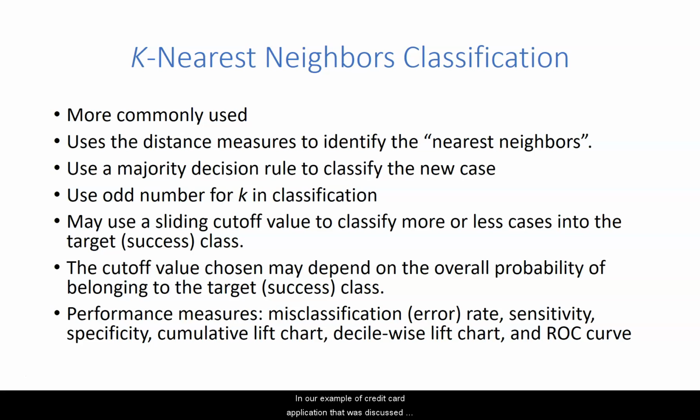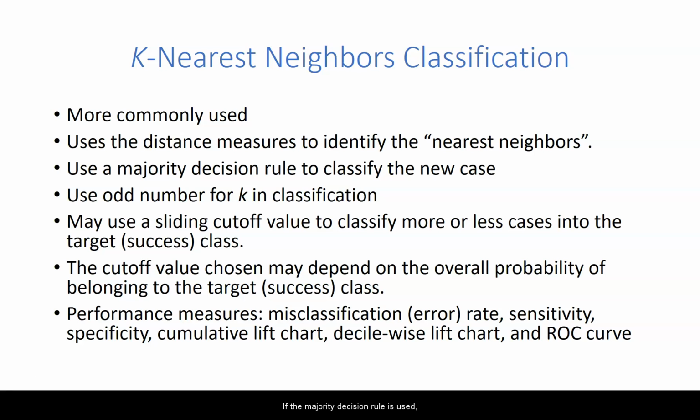In our example of credit card application that was discussed before, 2 out of the 3 nearest neighbors paid their credit card debt on time. Using the majority decision rule, we would consider the new applicant a desirable customer and classify the application into the approved class. Using the majority decision rule is equivalent to using the cutoff value of 0.5 for binary class problem.